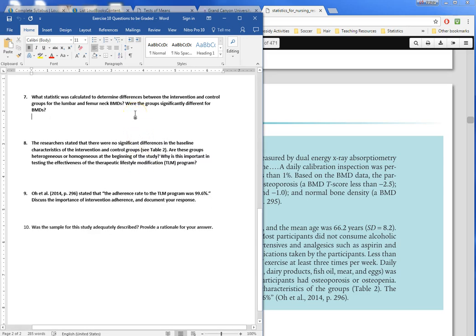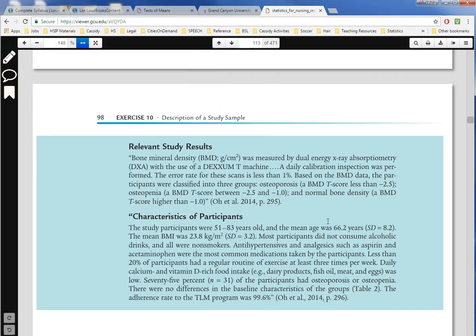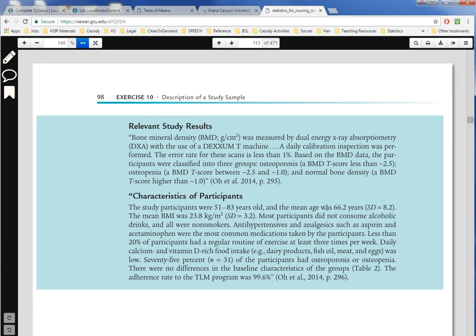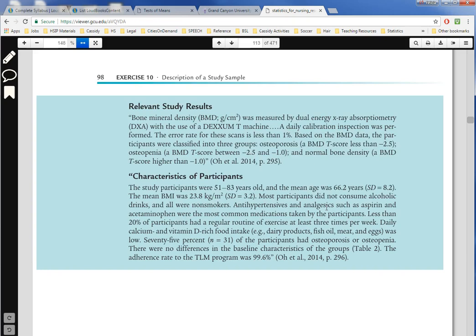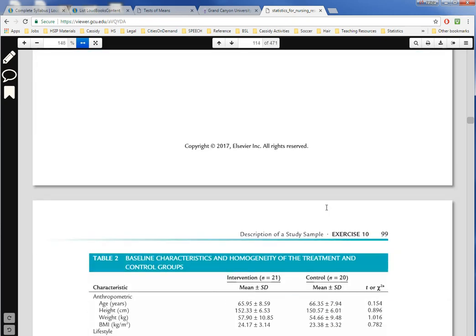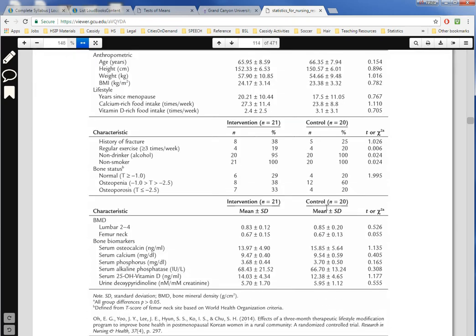What statistic was calculated to determine differences between the intervention and control group for lumbar and femur neck BMDs? So I want to look at the lumbar and femur neck BMDs to see how those were being compared. So when I look back at the study results, I'm just going to read through the results and see what statistics are being reported. So I've got means and standard deviations. Those aren't going to tell me, that's not the statistic to do the comparison between the two groups.